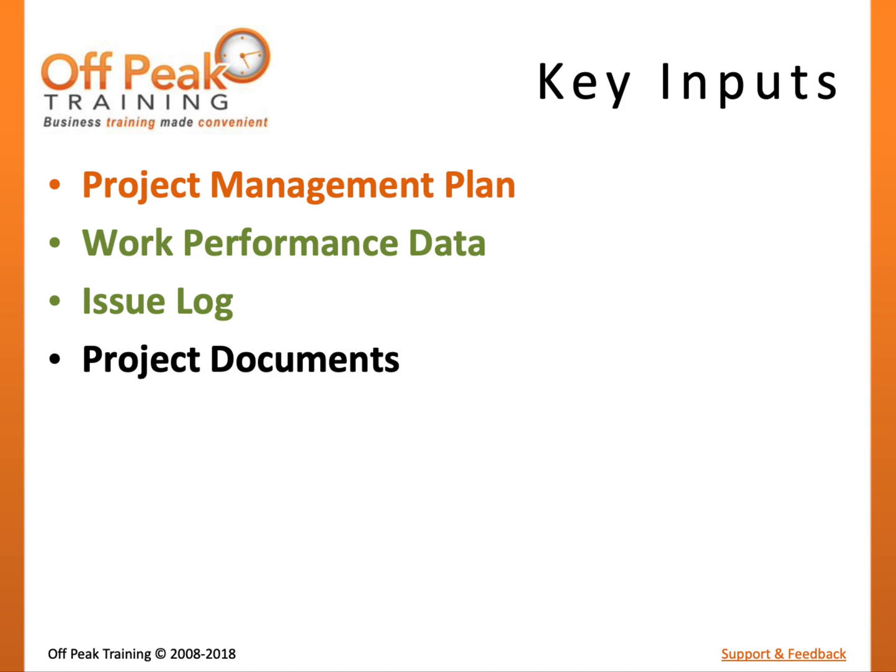The PMBOK guide defines 4 key inputs to the Monitor Stakeholder Engagement process. The project management plan includes other subsidiary management plans and baselines, such as the communications and stakeholder management plans. These may describe the frequency and approach that will be taken for the control stakeholder engagement process. Work performance data is collected on performance such as schedule, progress, deliverable status, and budget spent. It's an output of the direct and manage project work process.